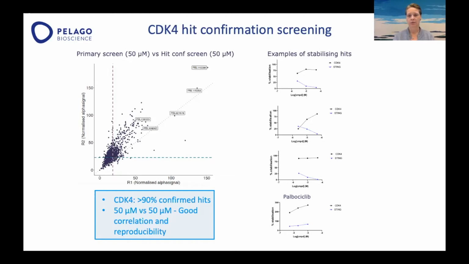And to the right, you see a couple of examples of the stabilizing hits. So in black, you see the concentration-dependent stabilization from 50, 10, and 2.5 micromolar on CDK4. And on STING, we actually see that they destabilize STING here. And palbociclib, being the internal control, shows a nice potent concentration-dependent stabilization of CDK4.